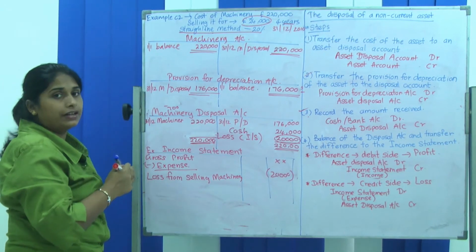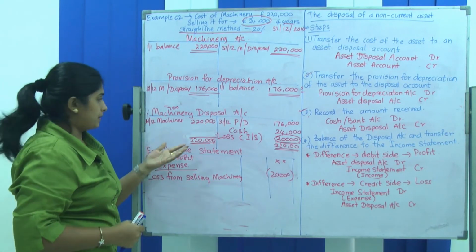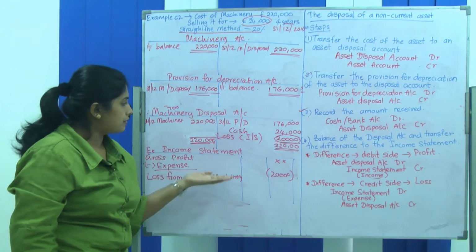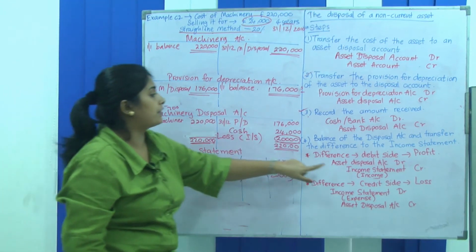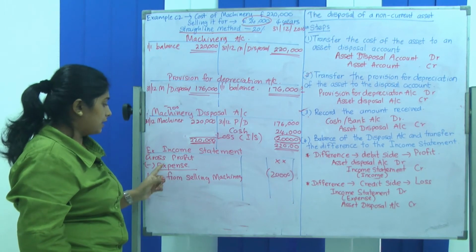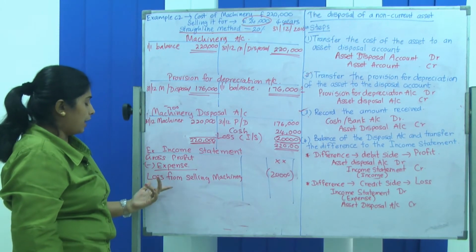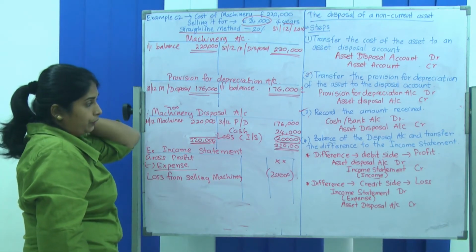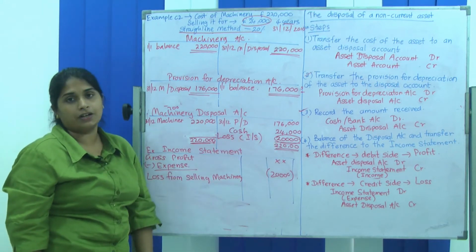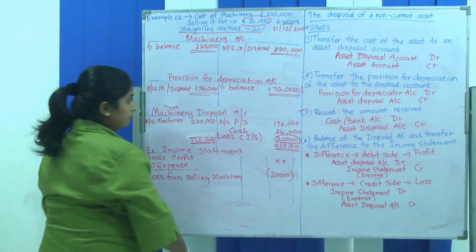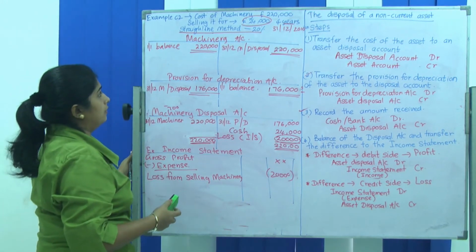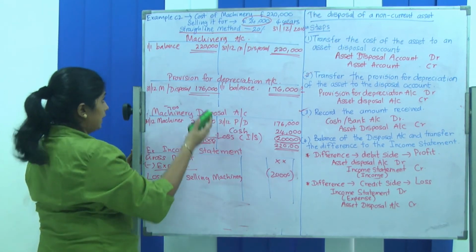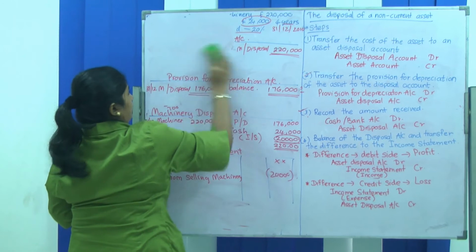So according to the earlier one, you got a difference on the debit side, which means a profit. So it was added as an income in the income statement. But according to this sum, you got a difference on the credit side, which makes a loss. So you have to subtract it as an expense in the income statement, and you can write loss from selling the machinery. That means after selling the machinery, you have sold your machinery at a loss of 20,000. Okay, so that is the second type of sum where they give you the straight line method as a percentage. Now I'll do the last example.